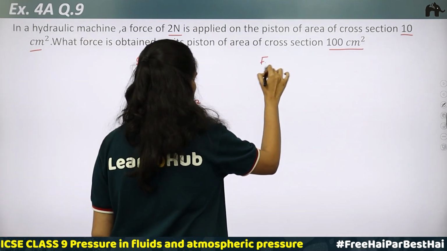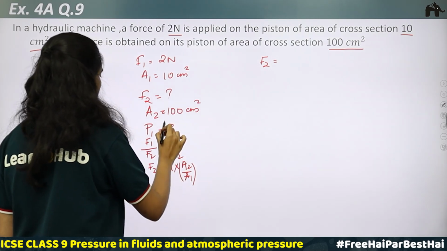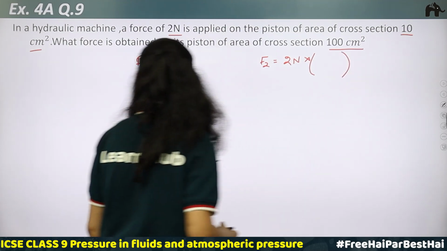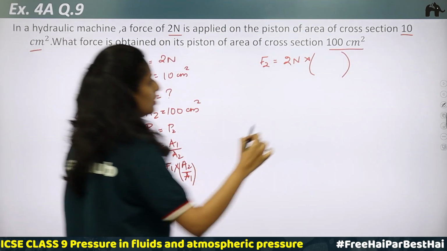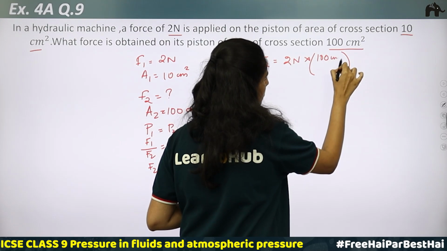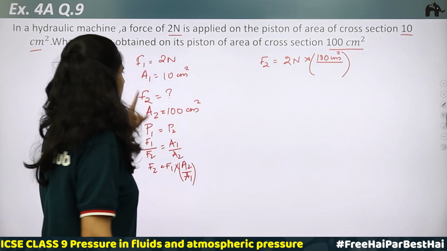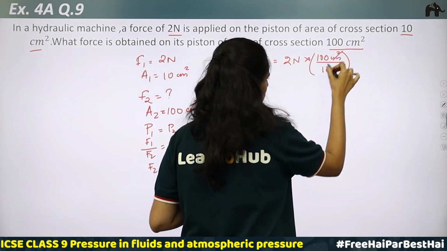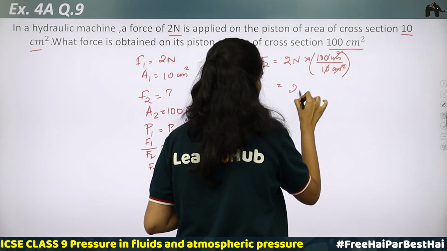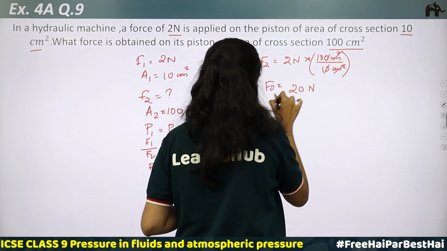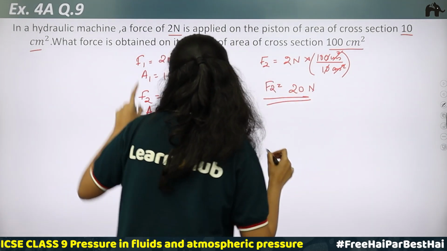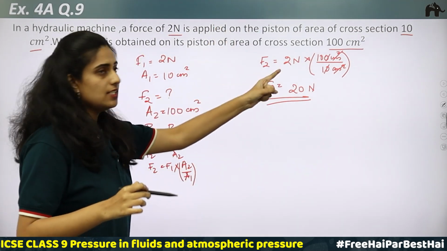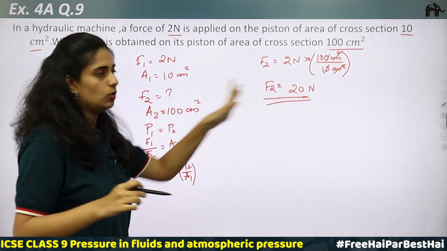Then F2 is equal to, put the values, F1 is 2 Newton into area of cross section A2 is equal to 100 centimeter square divided by A1 is 10 centimeter square. Centimeter square units cancel, zeros can be removed, then you have 20 Newton. F2 is equal to 20 Newton. What is F2? Force on the piston of area of cross section 100 centimeter square is equal to 20 newton.